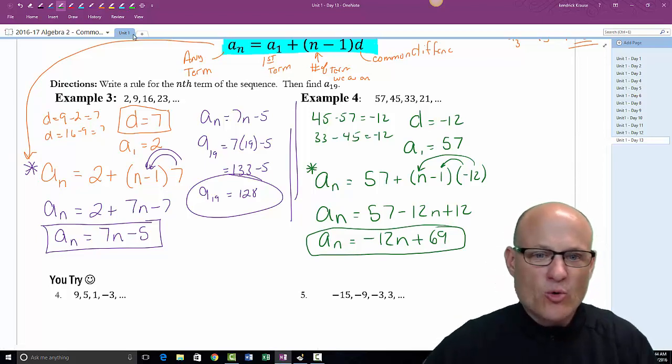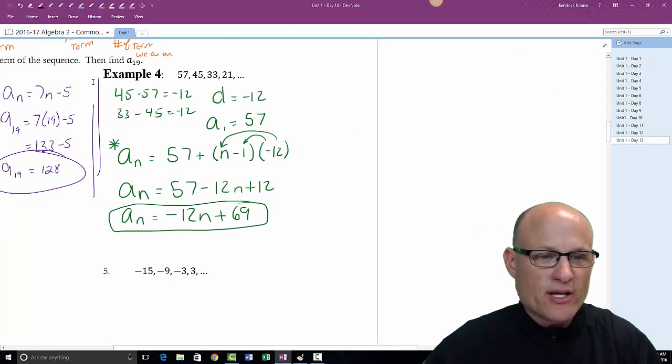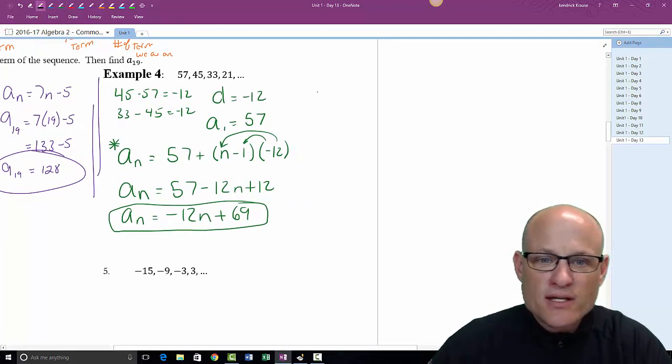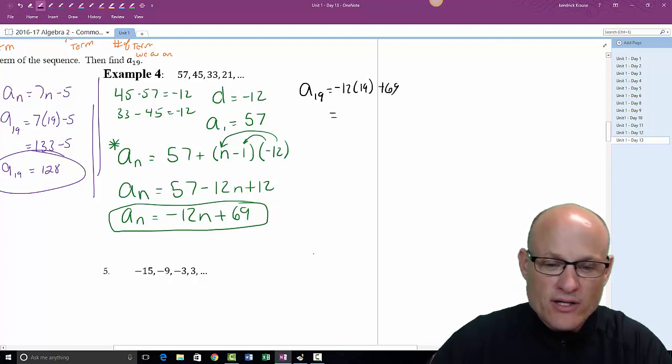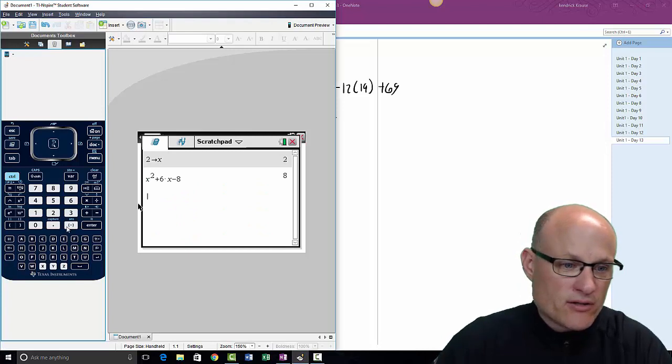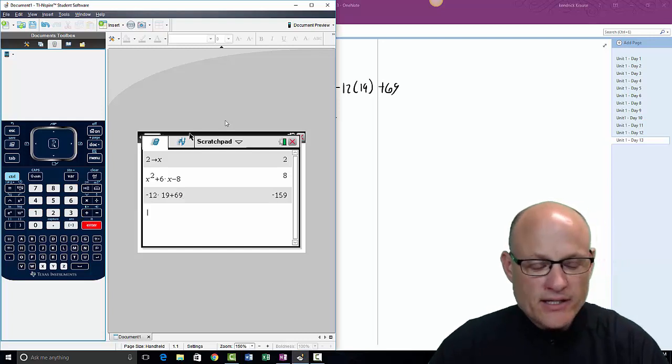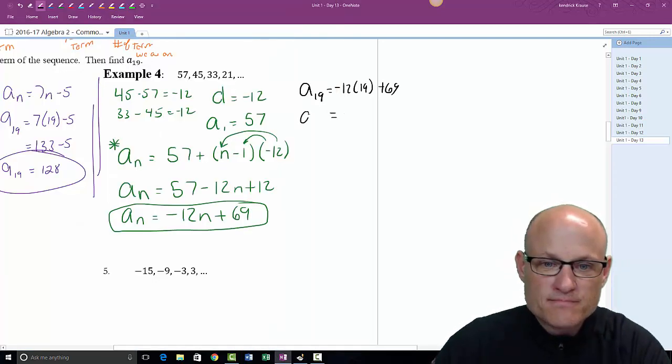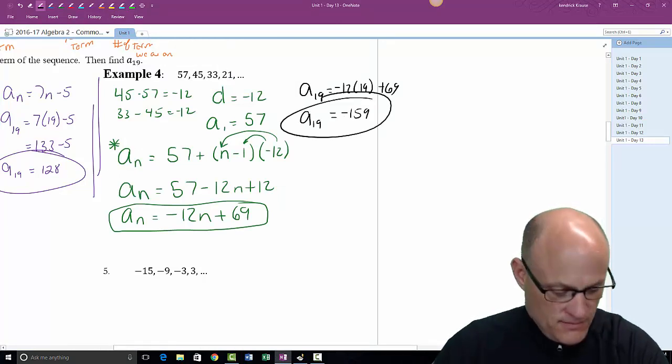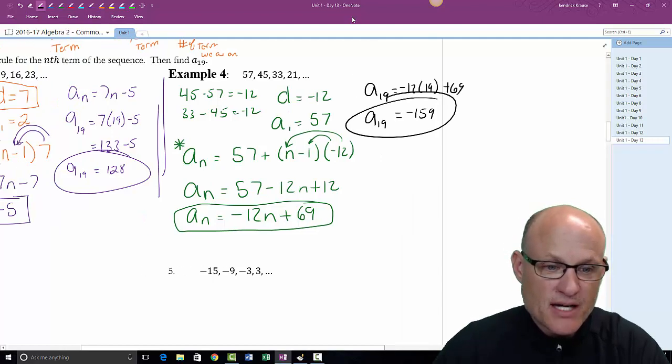All right, and they want to know what a sub 19 is. So I'll just do that real quick. A sub 19 is equal to negative 12 times 19 plus 69. I have no idea what that is. So I'll come over to my calculator. Negative 12 times 19 plus 69. And I get negative 159. Ka-ching. All right, keep moving on.